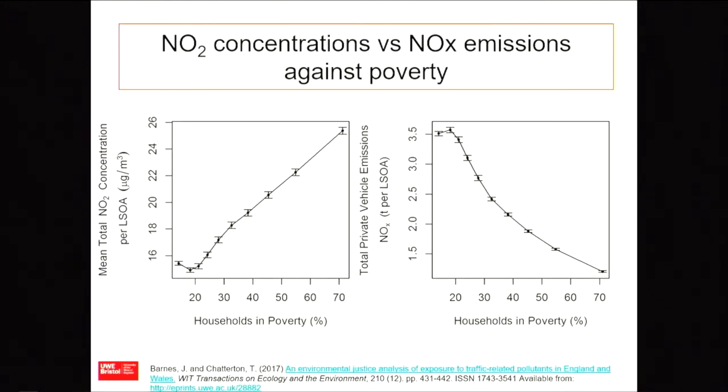And then if you bring in this slide here, the one on the left is the original slide that you've already seen. The one on the right now is using the MOT records. And here we looked at the emissions that are being generated per household from private vehicles. And you can see it's the inverse of the previous graph. So those areas with a high proportion of households in poverty are not the ones that are generating the pollution, essentially, not from private vehicles.